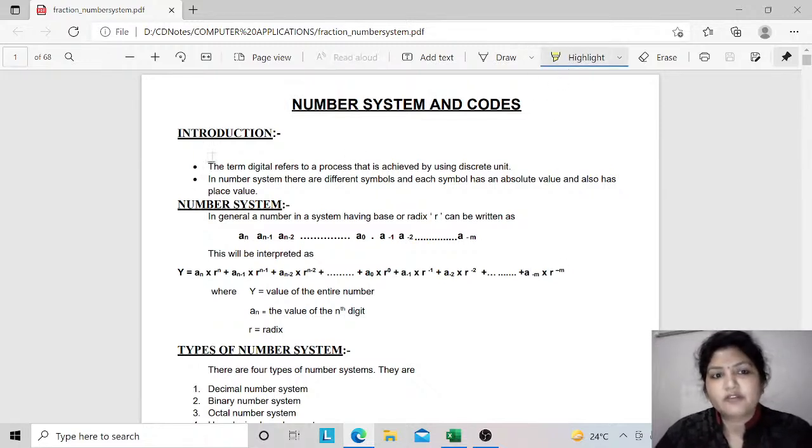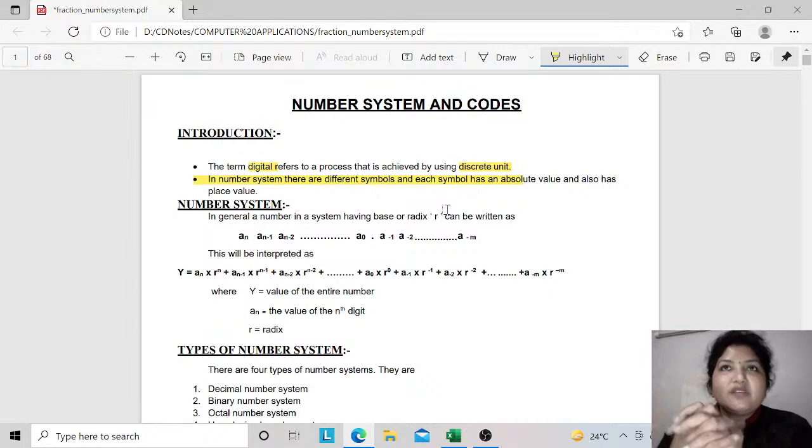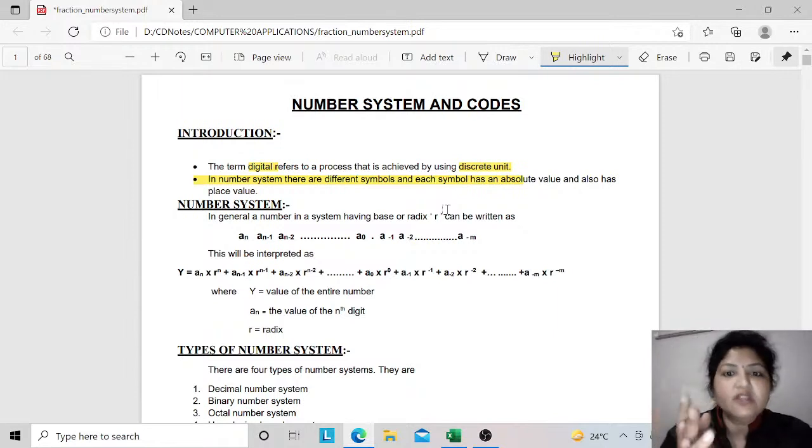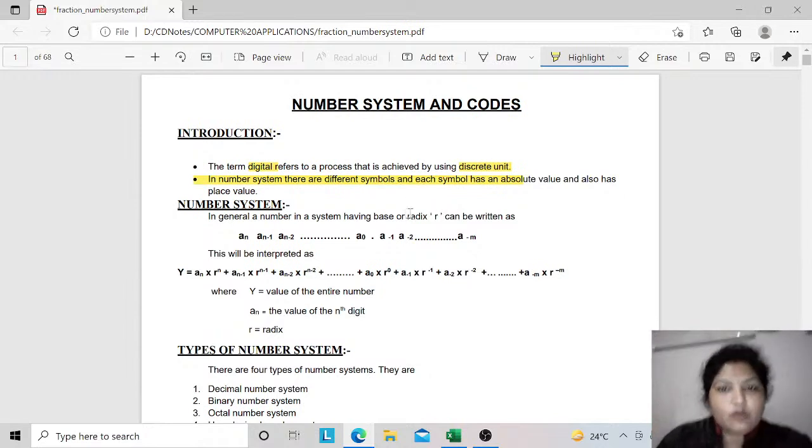First of all, I will introduce what digital is. Digital refers to a process that is achieved by discrete units, right? In number systems, each symbol has an absolute value. There is no meaning of a decimal or fraction point in it. But when we have a fraction point number, that needs to be converted into the required number system, right? So let us see how it works.